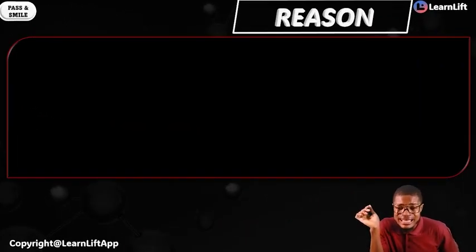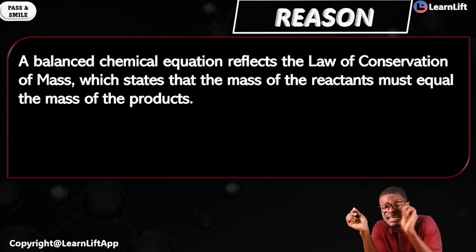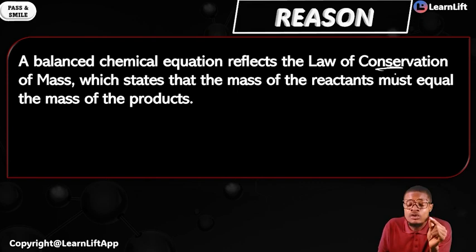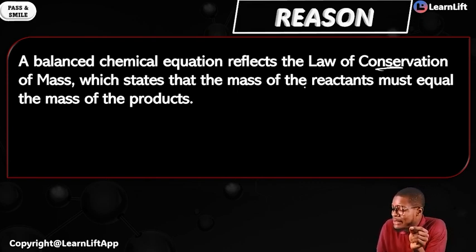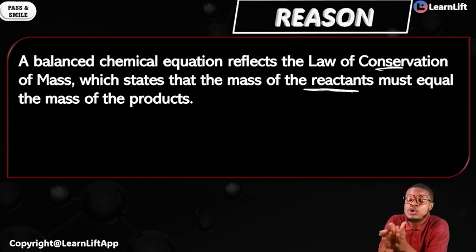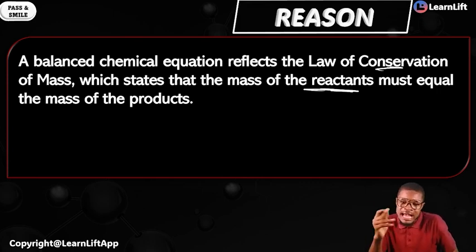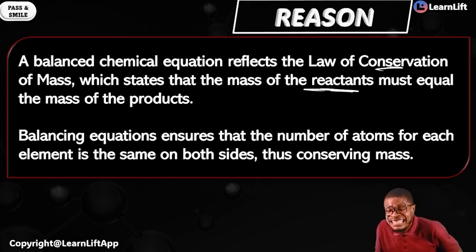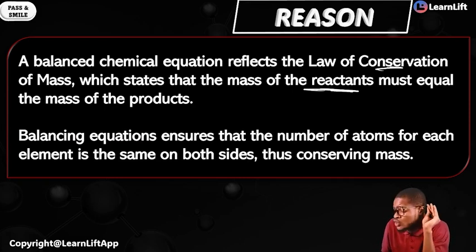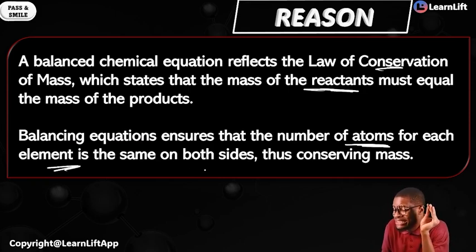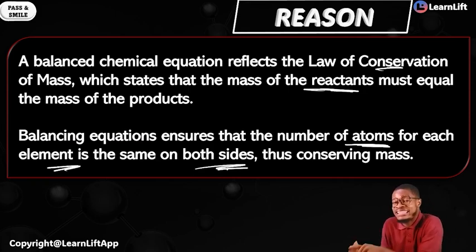Please, again, don't forget that a balanced chemical equation reflects the law of conservation of mass or matter, which states that the mass of the reactant must be equal to the mass of the product. Before and after the reaction, they must be equal. And of course, I'd like you to know that balancing the equations ensures that the number of atoms for each element is the same on both sides, whether for the reactant or for the product, thus conserving what?